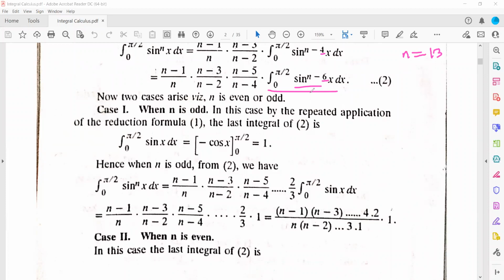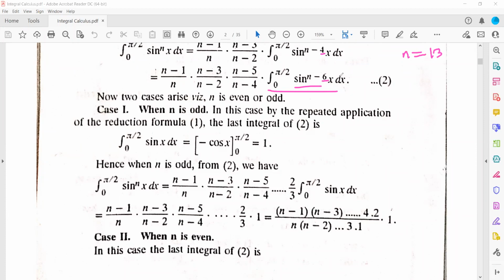Because I have already considered n is a positive integer. Yeah, obviously n is positive, but the power of sine should be positive here. Because sine to the power nx I have considered, so n is positive. That means the power of sine should be a positive integer. Okay? It may be 0, but it cannot be negative.